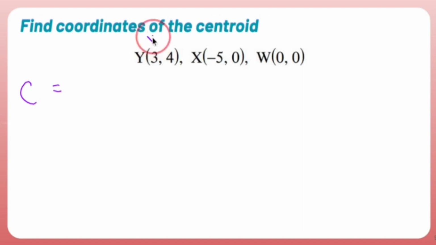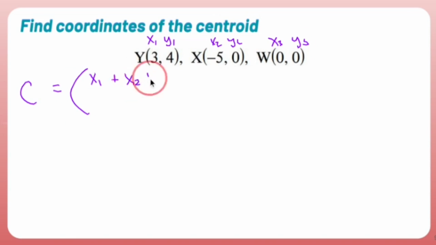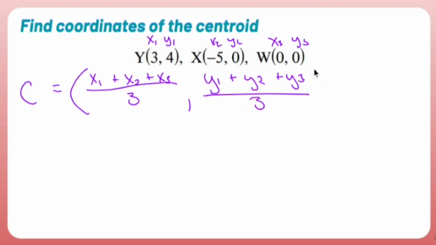What you do is you take the three x values. So if I were to label these x sub 1, y sub 1, x sub 2, y sub 2, very slope formula-ish, but I have x sub 3, y sub 3. You find the centroid by adding all of the x values, x sub 1, x sub 2, x sub 3, and divide it by 3. Do the same thing with the y values, y sub 1, y sub 2, y sub 3, divided by 3.